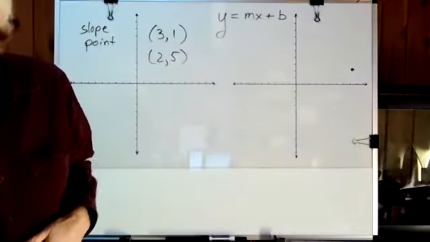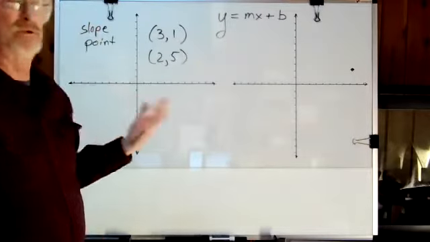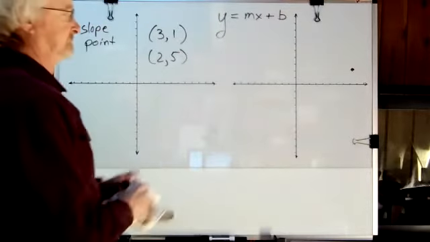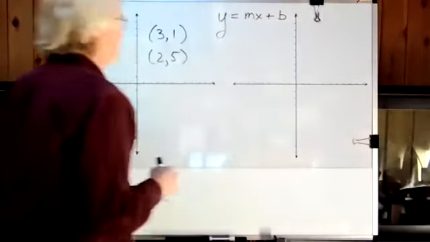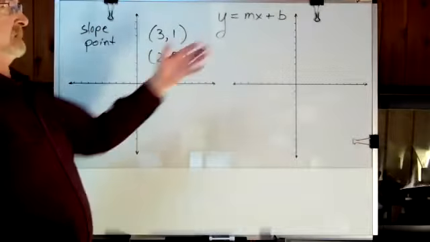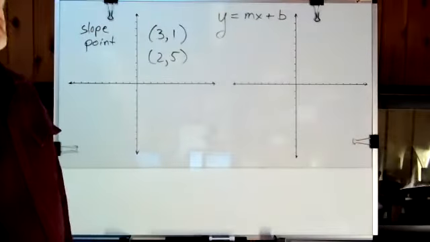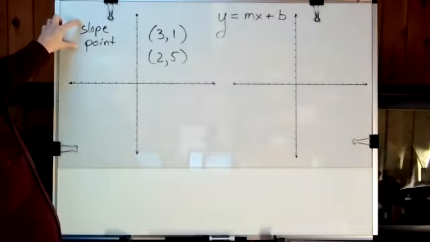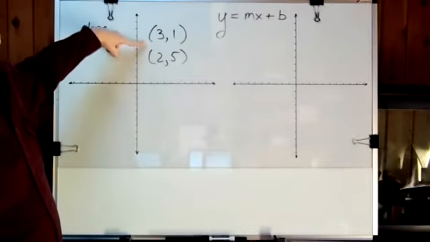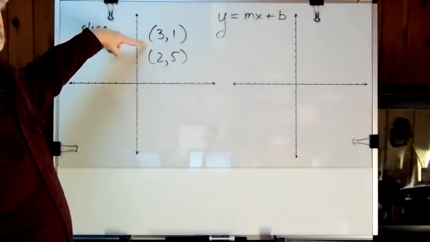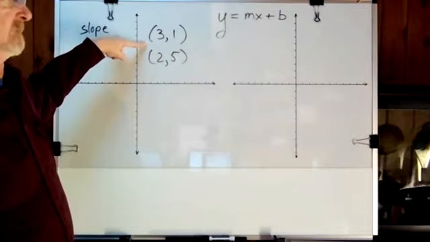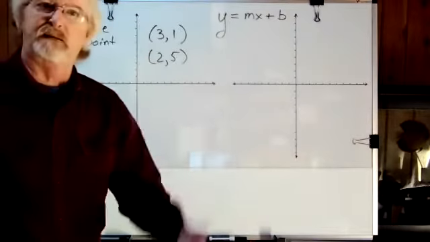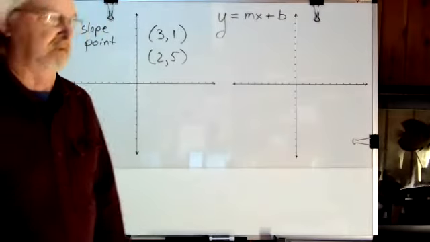What if I don't know the slope, but I know 2 points that are on that line? I still want to come up with this equation. I need this information. I need to know the slope. This was the extra step. You have to calculate the slope yourself. I expect that you know the slope formula.